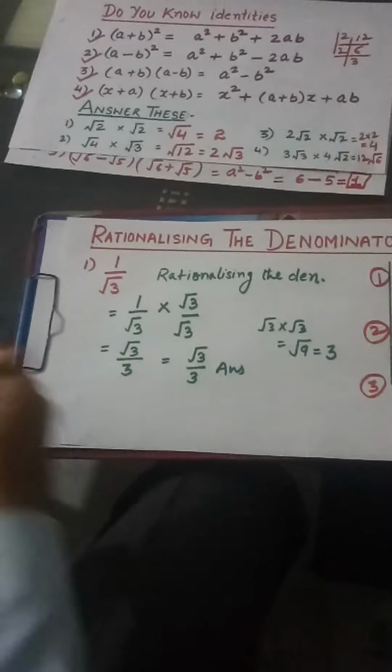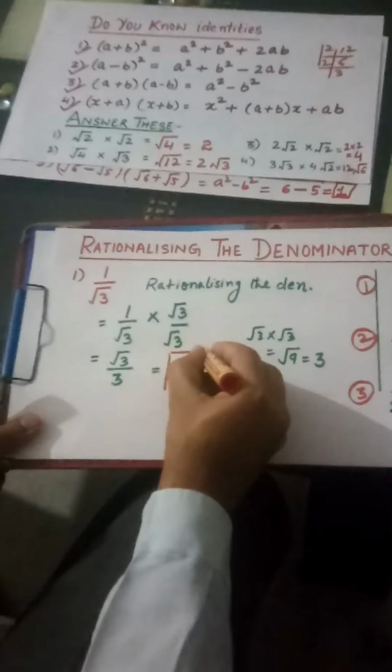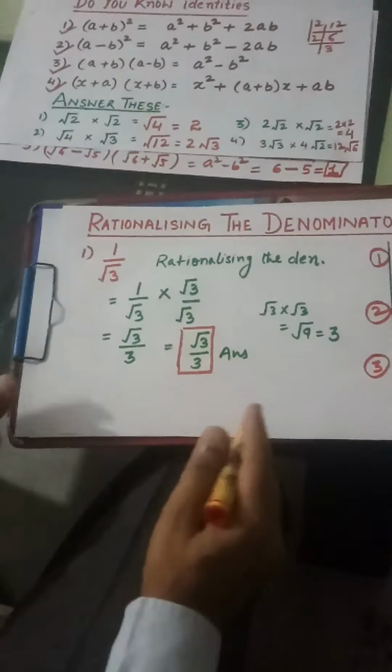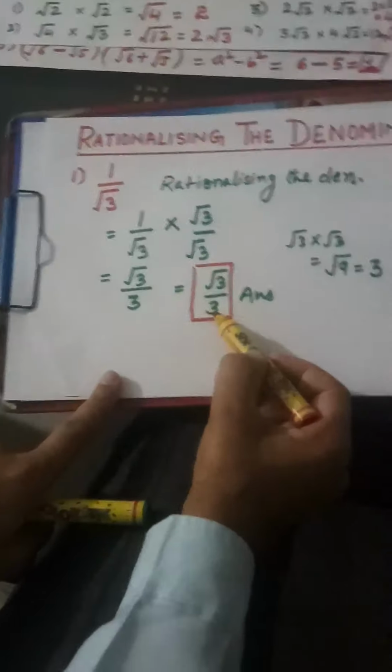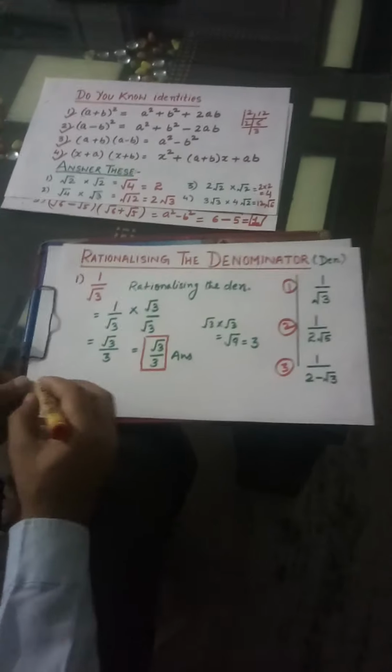I've just highlighted it in answer form here. So you obtain the answer, which means your denominator is free of the under root. No under root is there in the denominator. Let's have the next part now.